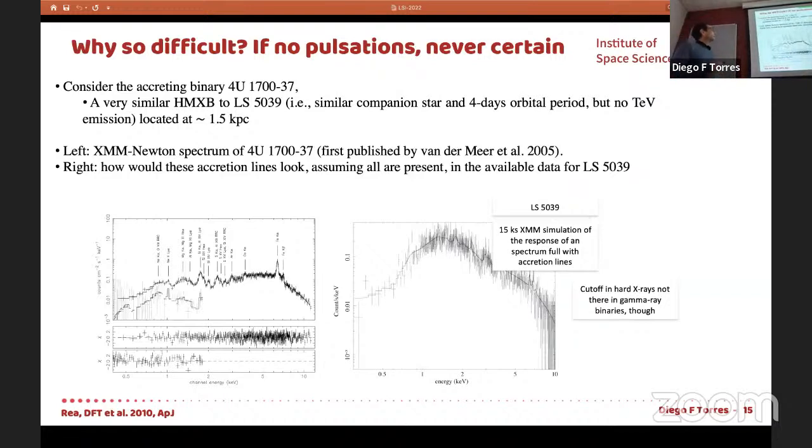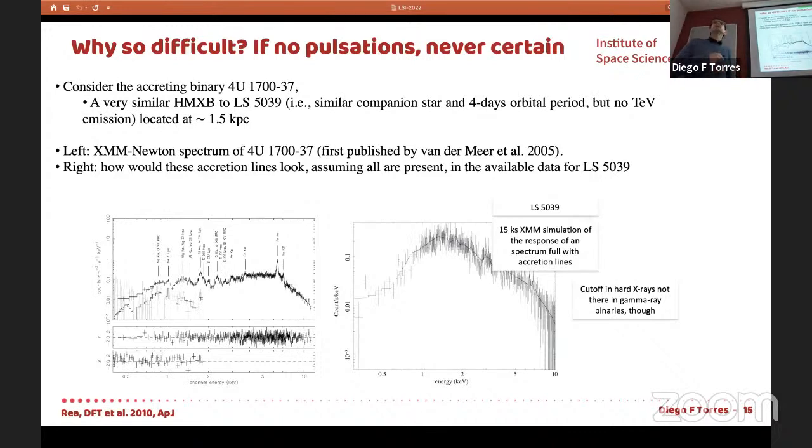Well, because if no pulsations are detected, you are never sure whether what you are observing is a pulsar or not. And this was a simulation that Nanda put forward in a paper in 2010. The idea was: what would happen if you take an accretion spectrum from a given source that we know for sure is accreting, and put it at the same flux level and at the same distance as other gamma ray binaries? Can we see the accretion lines or not? And the answer is, well, not really.